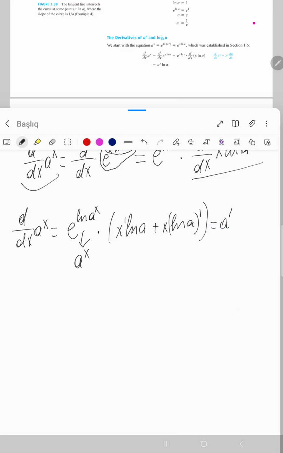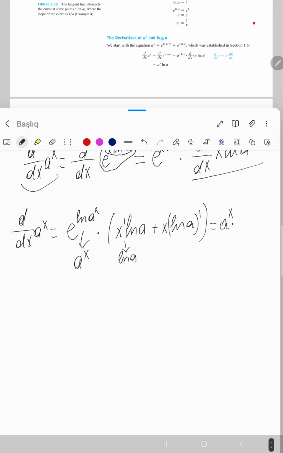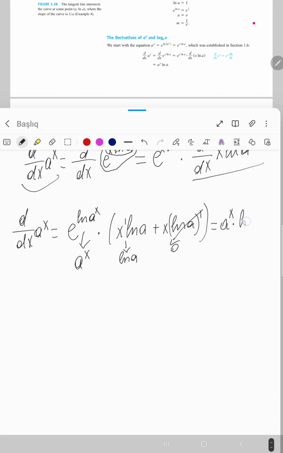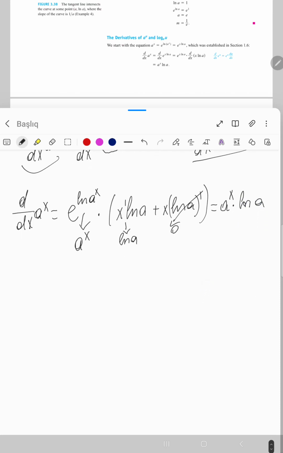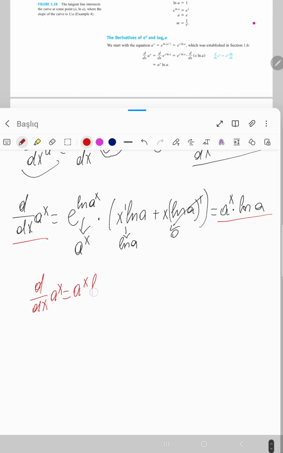And this equals e to the x times, this is ln a. Oh, ln a is a constant, so this is 0 times ln a, and it means the derivative of a to the x is equal to a to the x times ln a. And that's it.